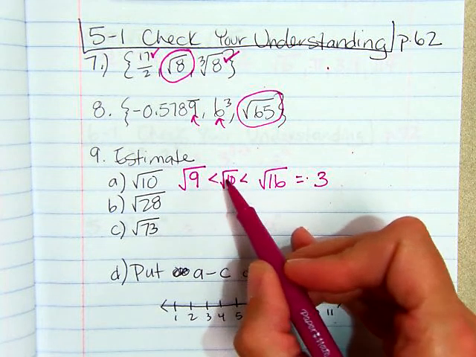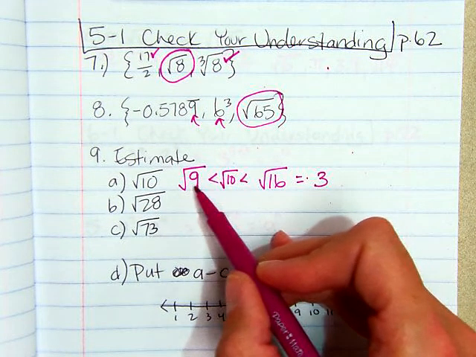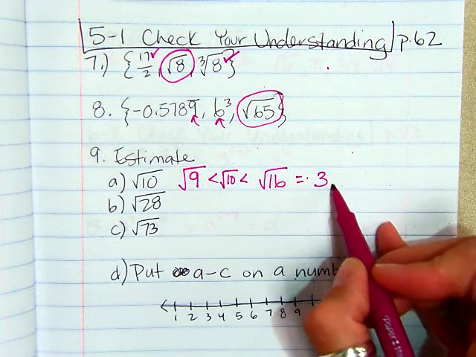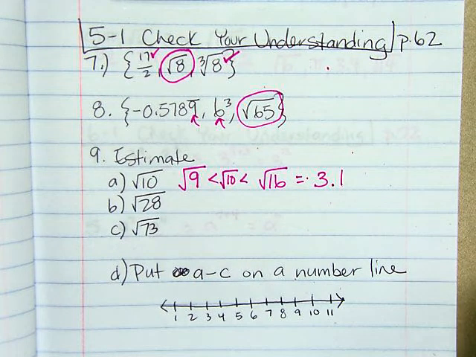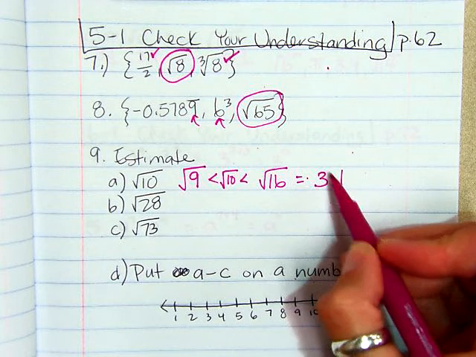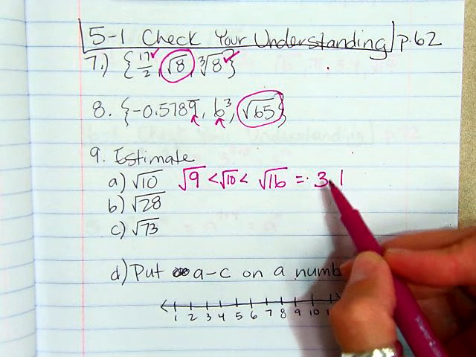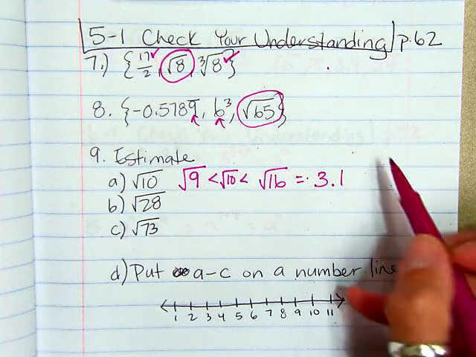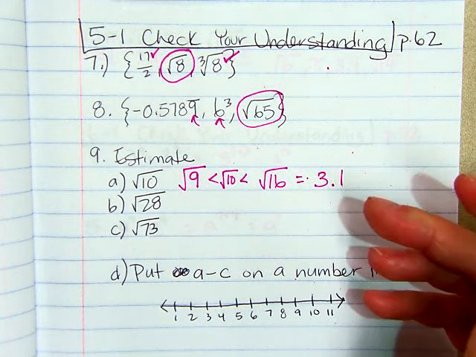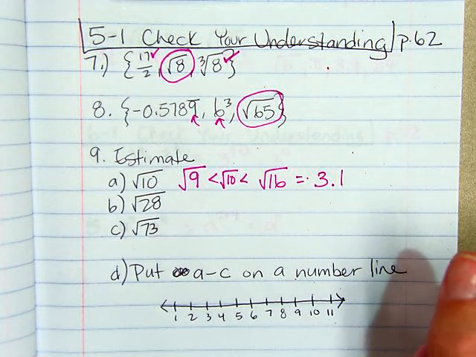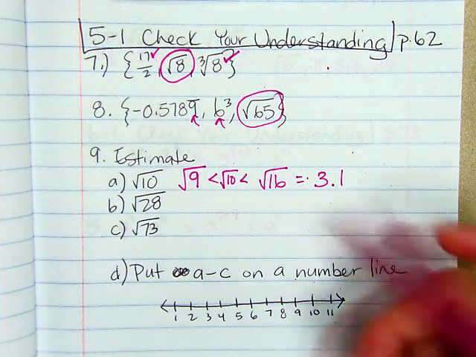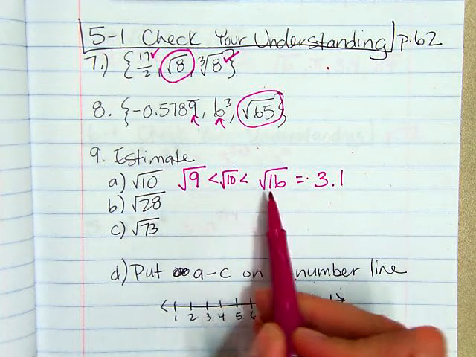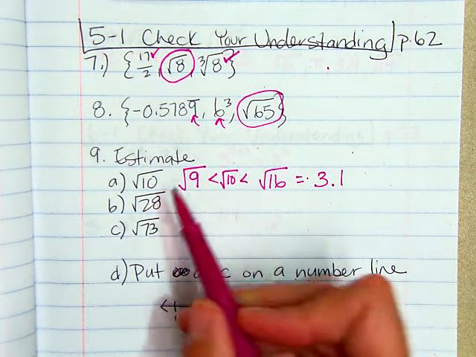Now I'm looking at my numbers here, and 10 is way closer to 9 than it is to 16. So I'm just going to guess 3.1 right there. So you can get the whole number perfectly. You know it's more than 3, but the 10th place without a calculator is an estimate. You're going to have to do a little guessing right there. And it's logical, so I have an educated guess.